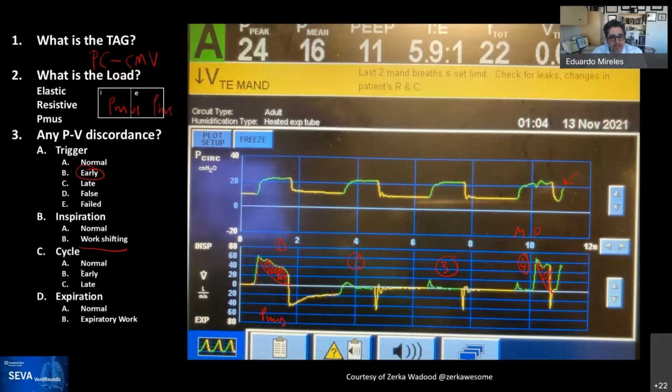So in general, I would say that this is essentially normal for this breath, and this one I would not rate because it's already early cycle, early trigger. And then expiratory, we said expiratory work as a potential etiology of what's happening here. Rob, any other comments? Corrections?